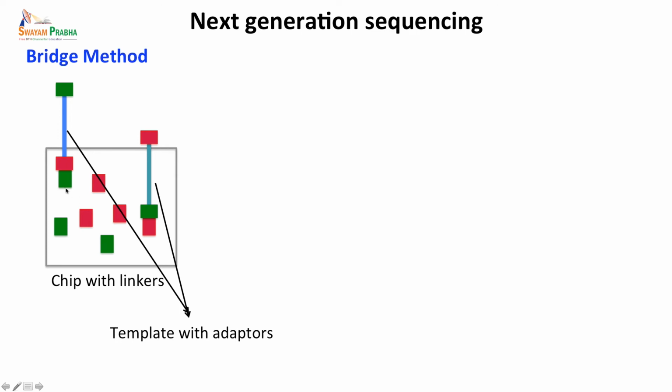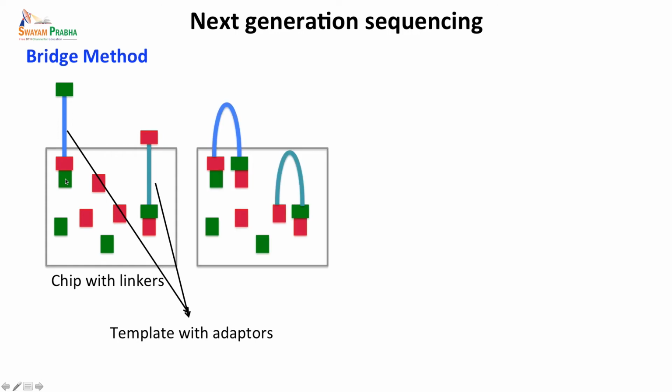templates. So what happens is that through these adapters, they will bind to this flow cell and to the corresponding linkers which are there. And following this, the other end can be bridged to the other linker, but first basically a PCR amplification is done to make a copy of this original template, and then denaturation, so that after denaturation the original strand is removed and the one which is bound via the primer and the linker is retained.